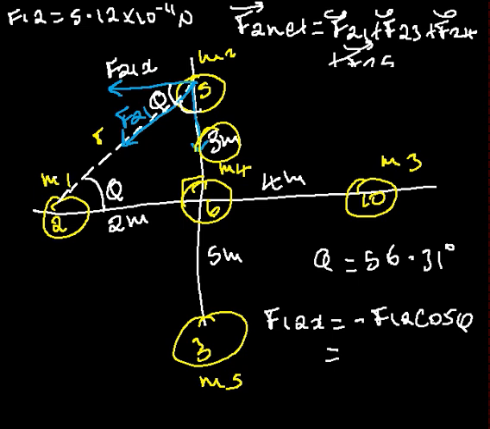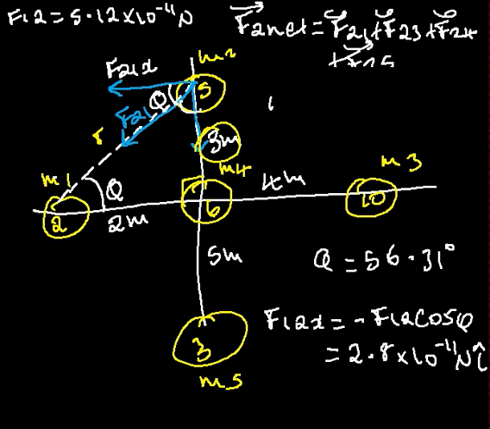That is now given as 2.8, should be 2.8, times 10 to the power negative 11 newtons. That is the x component, and I'll have it in terms of the unit vector i.